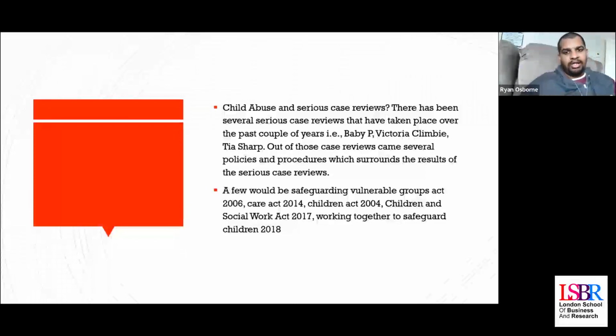So let's look a bit back on what we've covered. We've just looked at child abuse and serious case reviews, and like we said, they highlight some of the failures within the industry today. They also give recommendations of where you can improve, and they bring in certain legislations and acts, like we said on the previous slide.